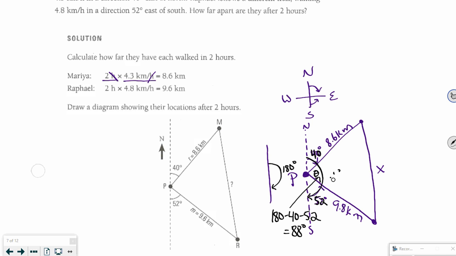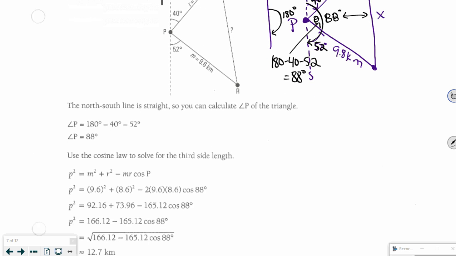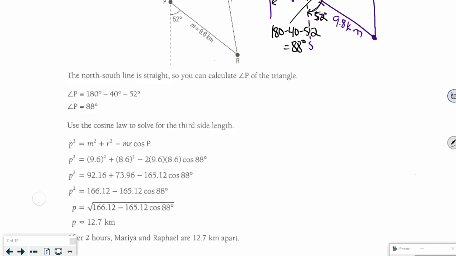So inside of here is 88 degrees. Now I've got my triangle, I've got my angle, I've got my two sides. I can use this angle to find that side. The rest is just like all the questions we've been doing. So the rest of the work is down here. We're finding a side, so we write our cosine law with the side off to the side. The important thing is the angle directly across from it, the 88 degrees. You work it all out, you get 12.7 kilometers. So they're 12.7 kilometers apart.